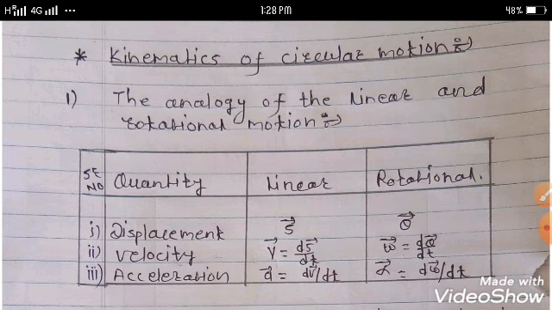First, we can discuss translational motion. Definition: motion of a particle from one point to another point is called translational motion. This translational motion is also called linear motion. When a particle moves in a straight line, this motion is called rectilinear motion.